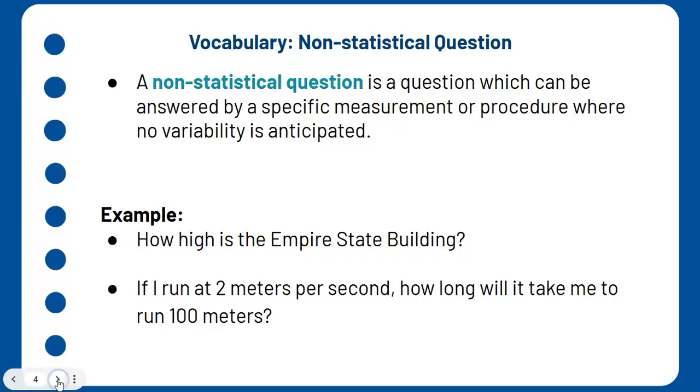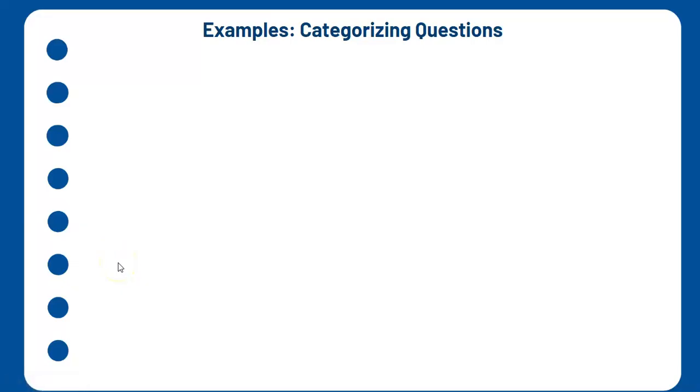Our second example, if I run at 2 meters per second, how long will it take me to run 100 meters? Both of these questions are answered by collecting data that does not vary. For example, the height of the Empire State Building is 1,250 feet. This is a specific measurement, and there's no other anticipated response to this question, as the height of the Empire State Building is not expected to change. Let's take a look at some questions and determine if they are statistical or non-statistical. Let's practice categorizing statistical and non-statistical questions and classifying data as numerical or categorical.